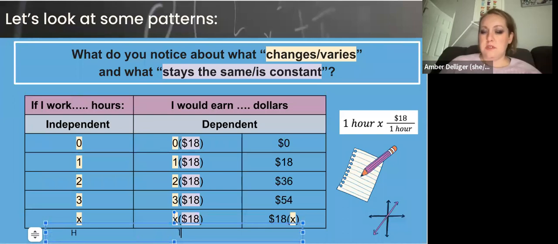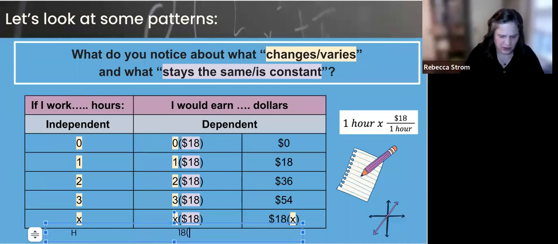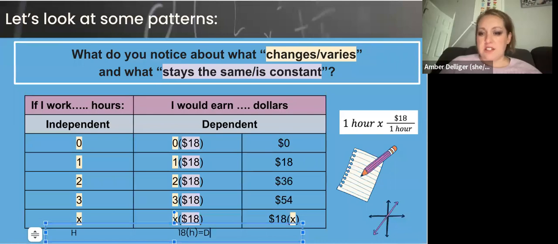So H for hours, and I could have 18 times H. I'm reading through the chat box. It could be equal to D for the number of dollars earned. I like that somebody's using the dollar sign, because I can use a dollar sign, right? Those are really great ideas.